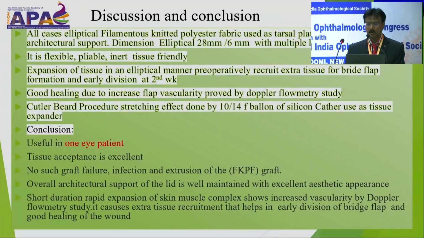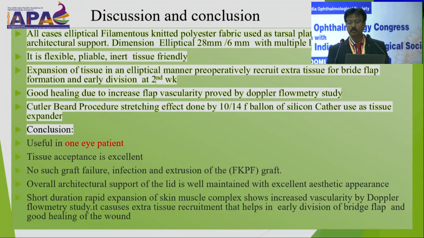Now, in all the cases, an elliptical filamentous knitted polyester fabric is applied at the tarsal preference. Dimension is 28 millimeter length, 6 millimeter central width, with multiple holes. It is flexible, pliable, and expands the tissue in an elliptical manner. Preoperatively, it recruits extra tissue for bridge flap formation. That is why early division in the second week is possible. Good healing due to increased vascularity, proved by Doppler flowmetry study, at baseline and after deflation. The Cutler-Beard procedure's stretching effect is done by the balloon of a 10-14 French Foley catheter. It doesn't require the stretching effect of the usual Cutler-Beard procedure.